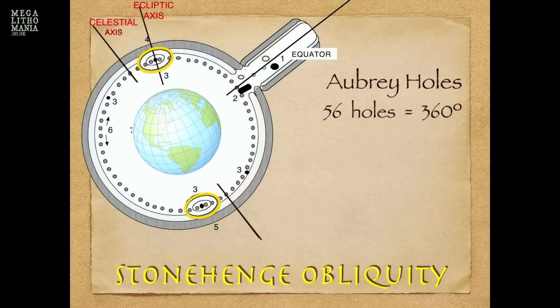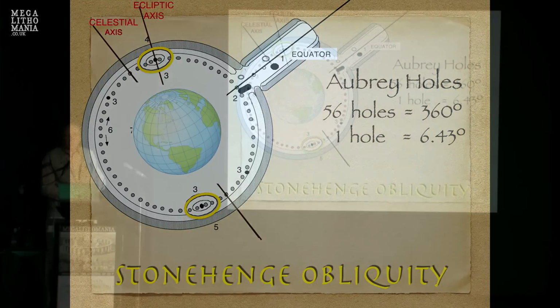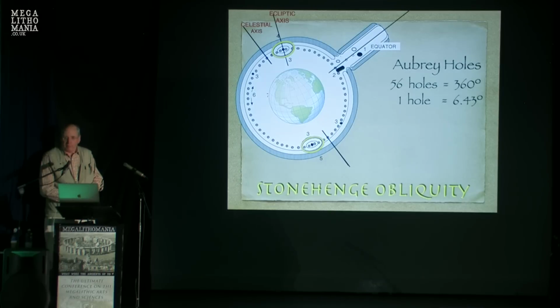So, Aubrey holes, we've got 56 holes within the perimeter, within 360 degrees. And that means that every hole is displaced from its partner by 6.43 degrees, which might seem an odd number that has no particular significance.